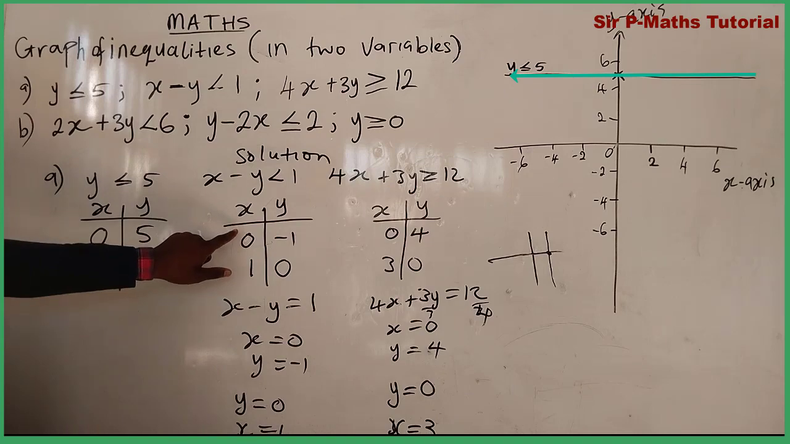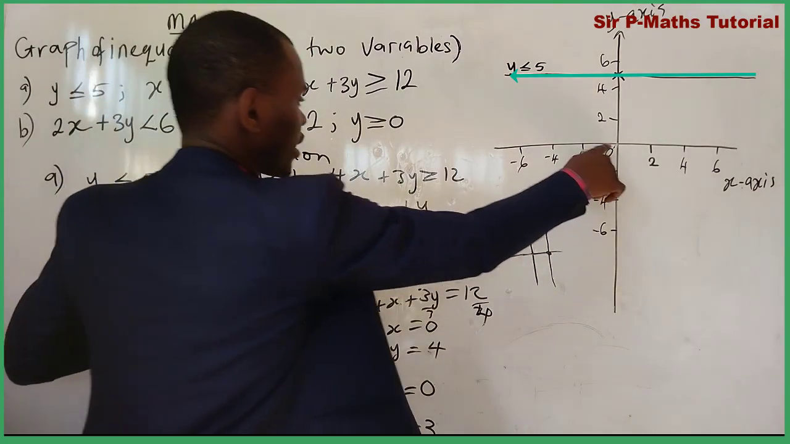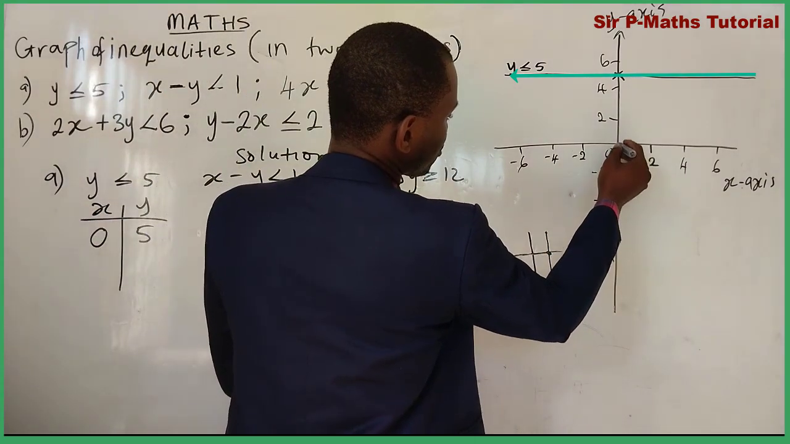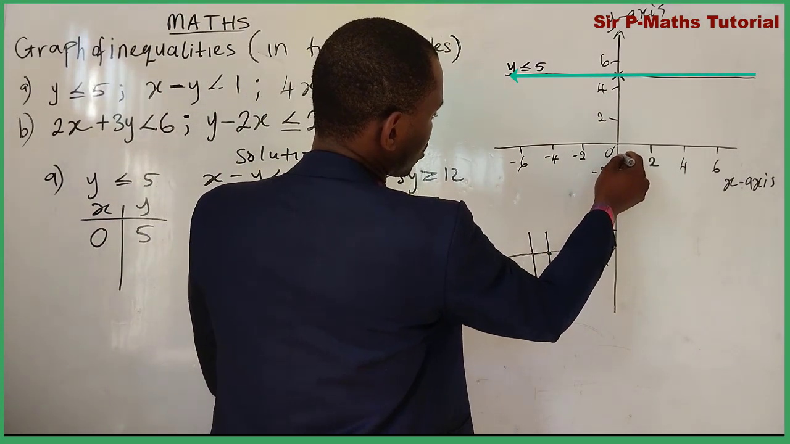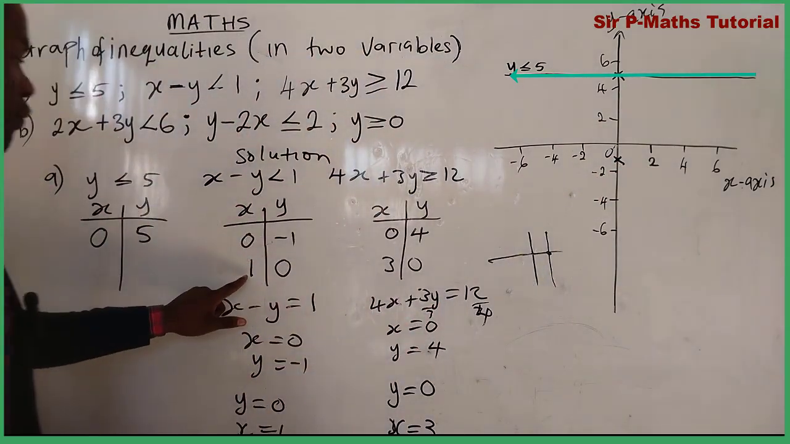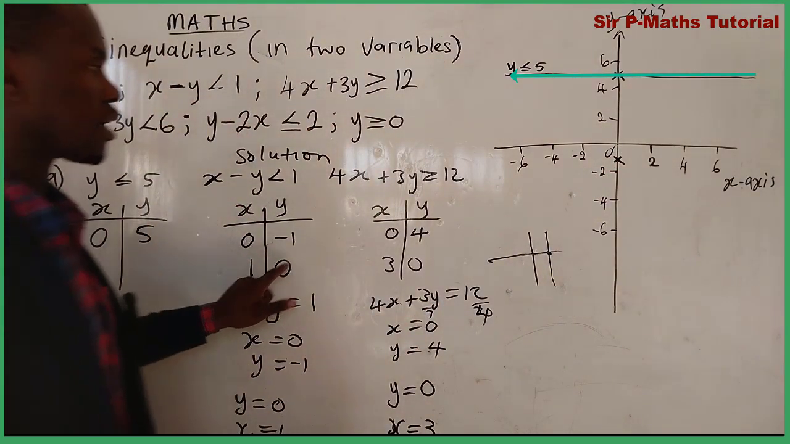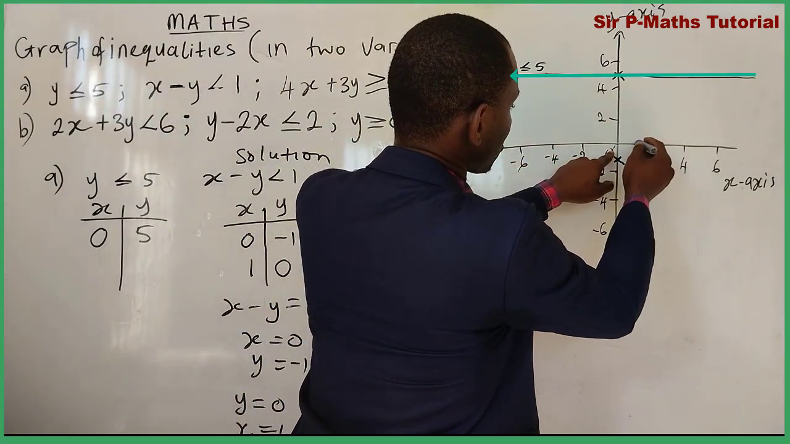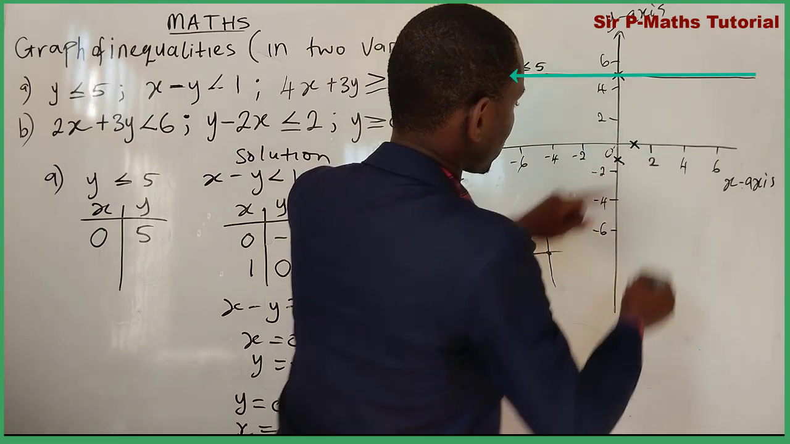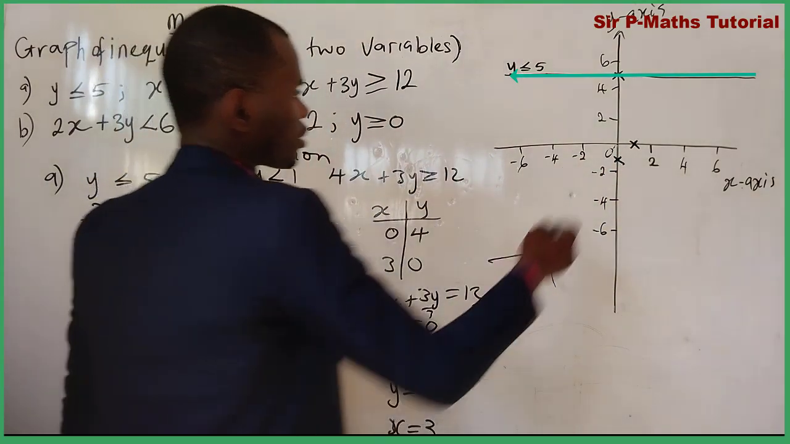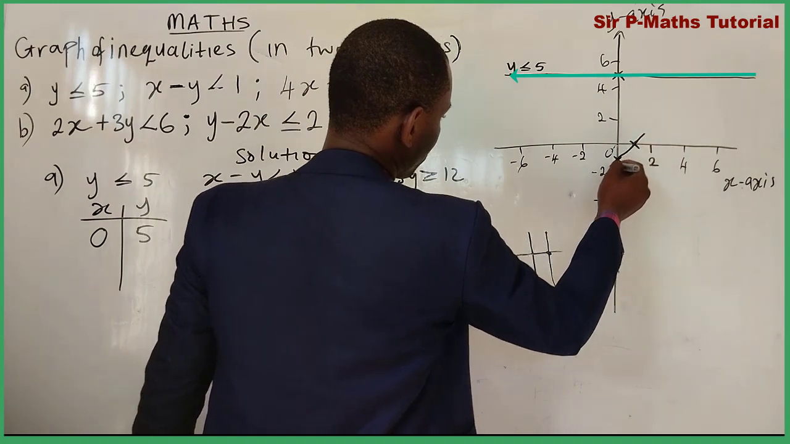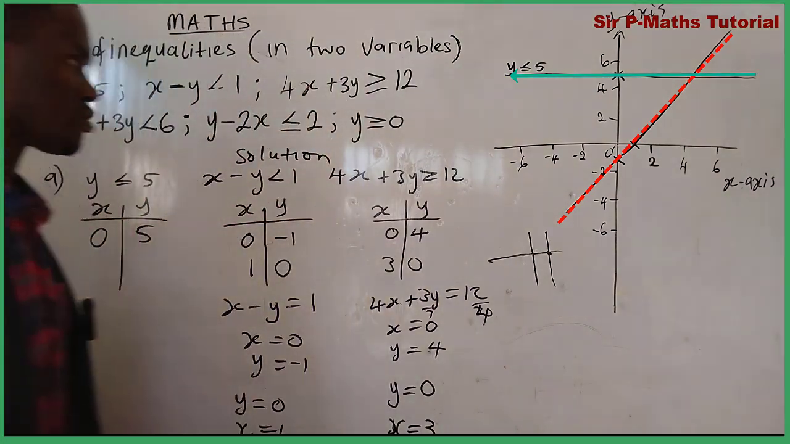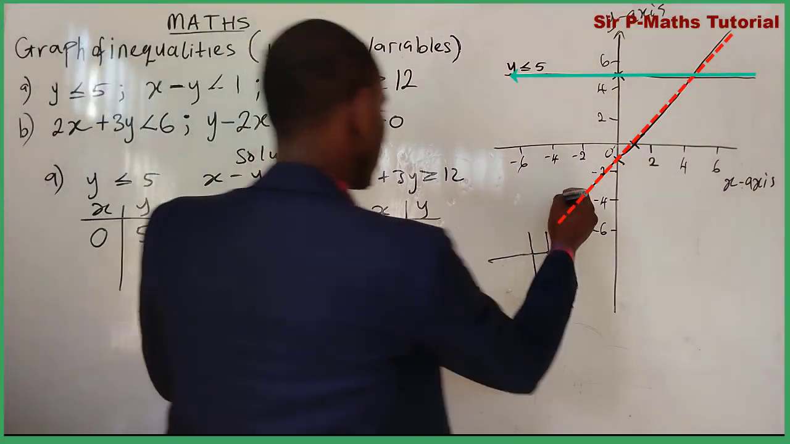The second one, when I have 0 for x here, I have -1 for y. -1 should be somewhere in between 0 and -2. I'll make my asterisk here. Then when I have 1 for x, I have 0 for y. Find 0 first, the 0 for y and 1 for x, which will be somewhere here. It will be plotted on the x-axis. So I'll have a line to pass through the 2 points, extend it as much as possible to touch the other line produced.